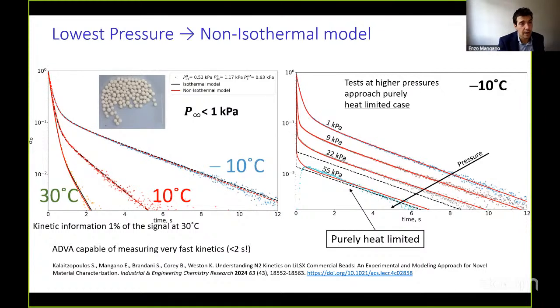On the plot on the right, what you see are the different pressure steps. As you go from 1 kilopascal to 55 kilopascal, you move essentially from an isothermal system to a combined system with heat and diffusion, and then finally at 55 kilopascal, you are completely heat limited. So even applying all the recommendations, the small sample mass, the small pressure step, and so on, and the slowest system that we could achieve with this sample and this adsorbate, we still have heat effects. So you are not always able to actually eliminate the thermal effects.